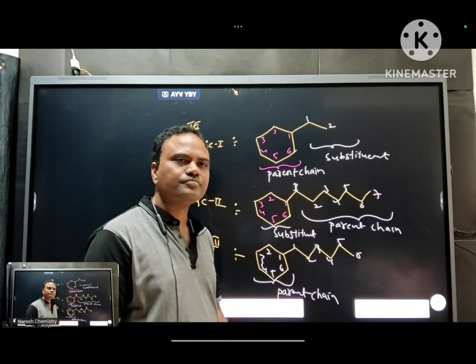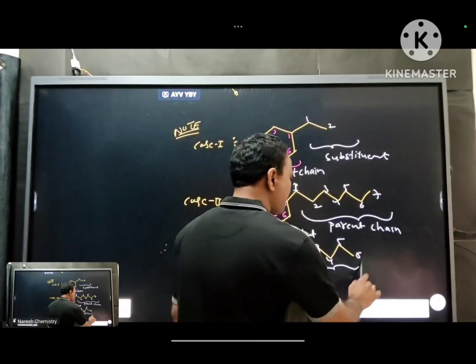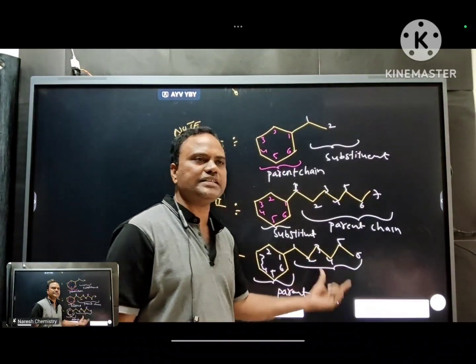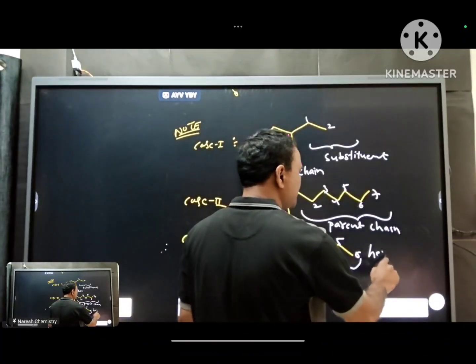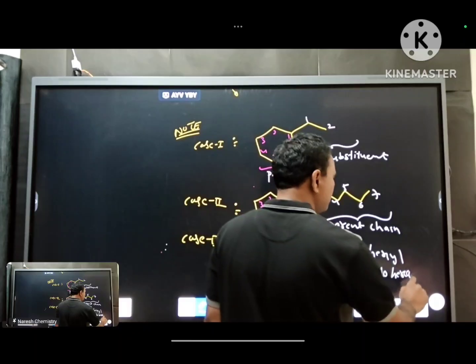Now this one, very good. Hexyl cyclohexane. This is the side chain. How many carbons are there? Six. Hexyl cyclohexane.